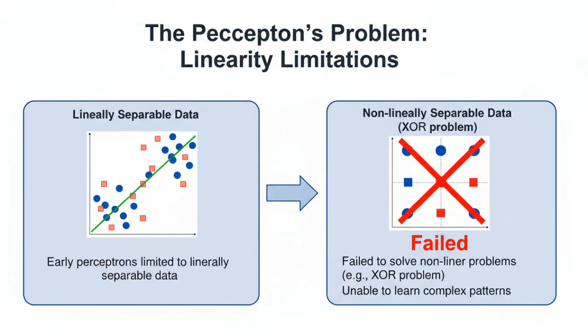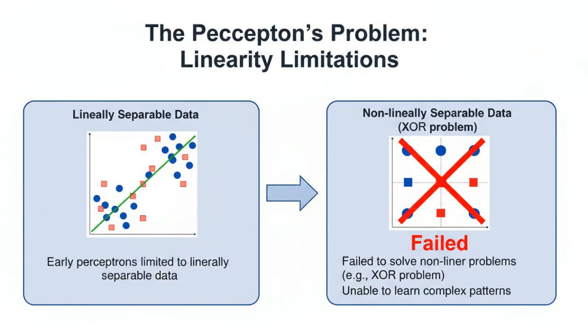Before ReLU, early neural networks, specifically the perceptron, faced significant limitations. A single perceptron, using a linear activation function, could only solve problems where data was linearly separable. This meant it could draw a straight line or a hyperplane to distinguish between different classes. However, real-world data is rarely that simple. A classic example illustrating this is the XOR problem, which cannot be solved by a simple linear separator.